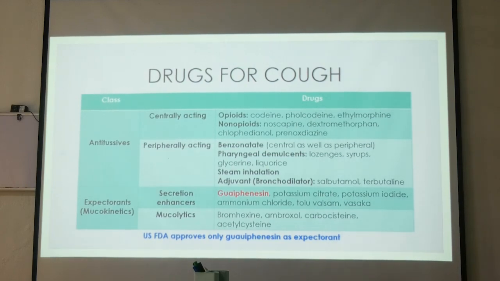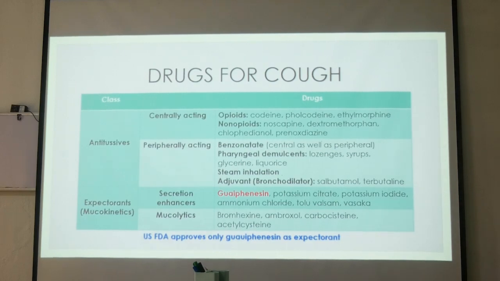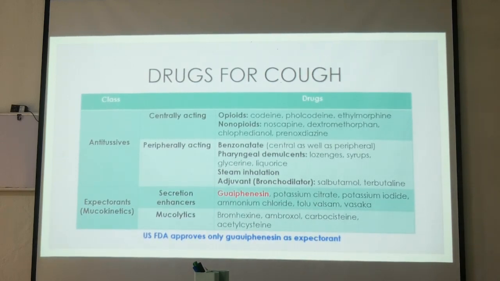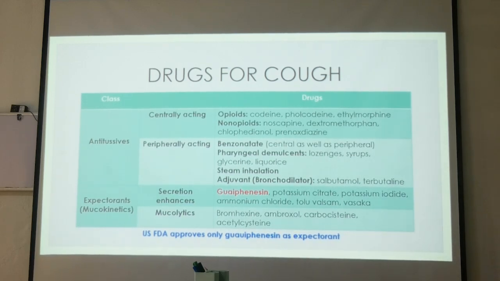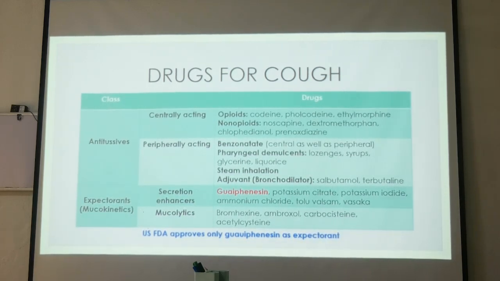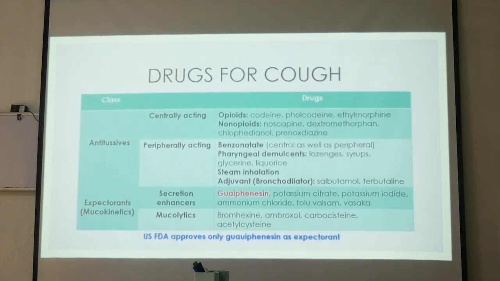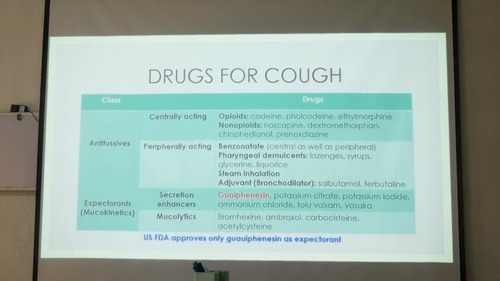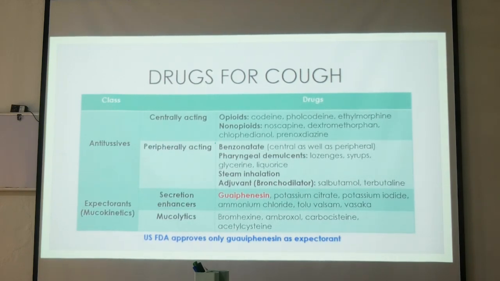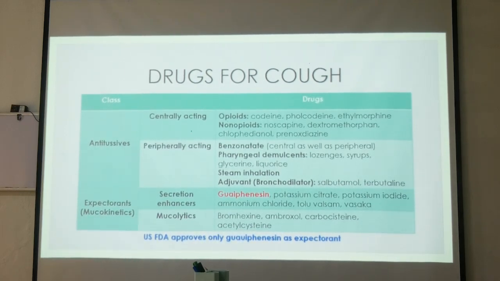Now, these are the drugs used in patients with cough. It can be antitussives. What do they do? They either suppress the cough center in the brain, or they decrease the tussive impulse in the respiratory tract. They can be centrally acting or peripherally acting. And again, there are expectorants. What do they do? They either decrease the viscosity of the bronchial secretion or increase its expulsion.